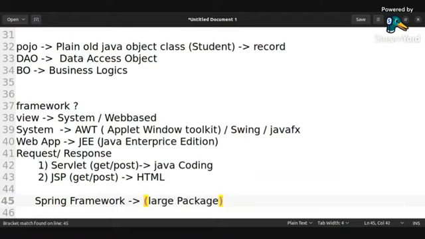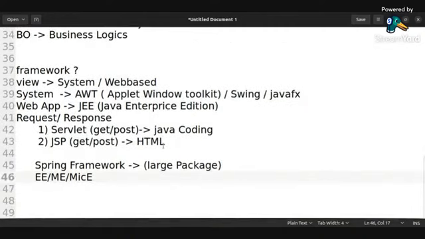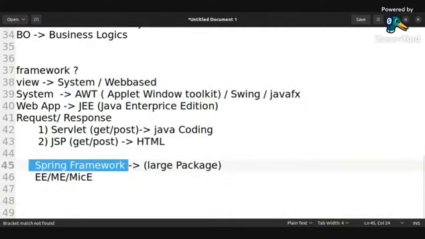This Spring framework can handle a web-based application as an enterprise edition, Java Enterprise Edition, or it can handle mobile edition, or micro edition. So this Spring framework will help us create an application which can support the enterprise edition, the mobile edition, and the micro edition. Whatever framework or package we need, everything is added inside my Spring framework.